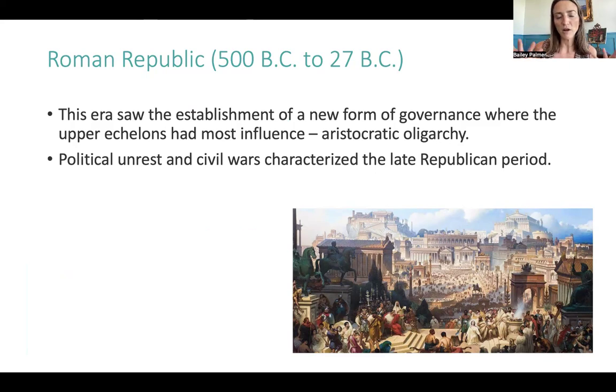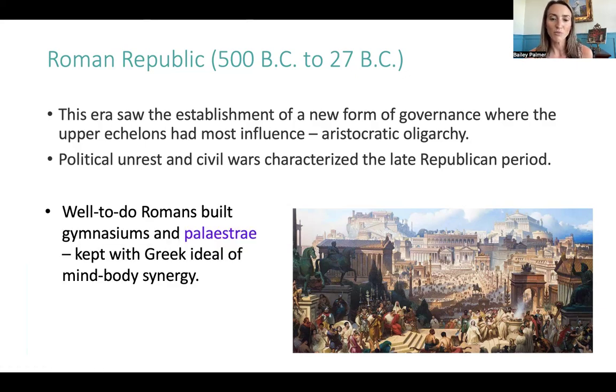We had these upper echelons who had the most influence over what was happening in Rome. And they called that this aristocratic oligarchy, which is basically a small group of aristocrats that basically controlled Rome. They were the government. There was some political unrest that started, and then some civil wars that started to characterize that later Republican period in Rome.